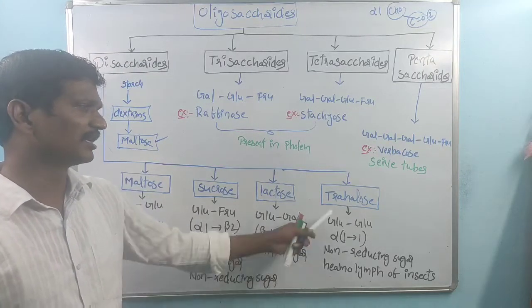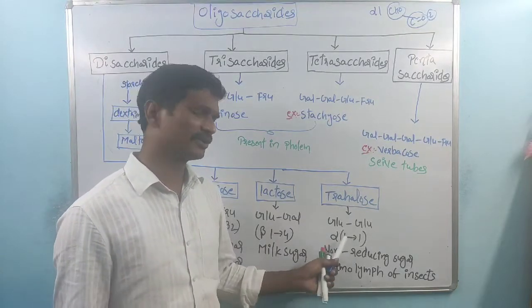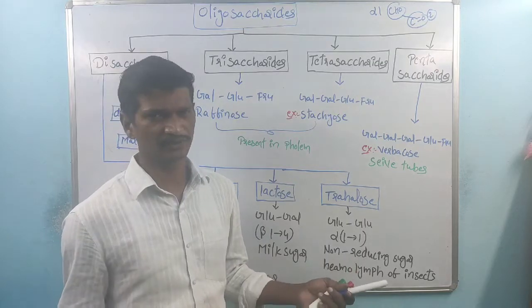And the last one is trehalose. Trehalose is one kind of disaccharide. It has glucose and glucose. Here the linkage is alpha 1,1 linkage. This is quite a different one.